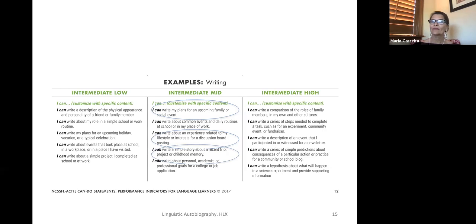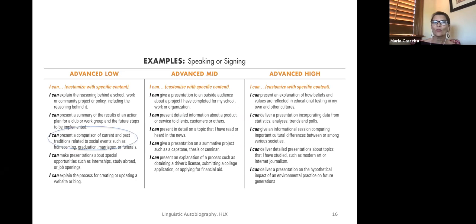We can also ask them to write about a childhood memory. Here they're narrating in the past, but they're also connecting to these experiences. At the advanced level, we can ask them to present a comparison. Notice now this is a presentation, not writing, but speaking. We can ask them to present a comparison of current traditions or past traditions. And I've done this in my classroom. It's very interesting when they start comparing past traditions to emerging traditions as their family is settling in the United States.